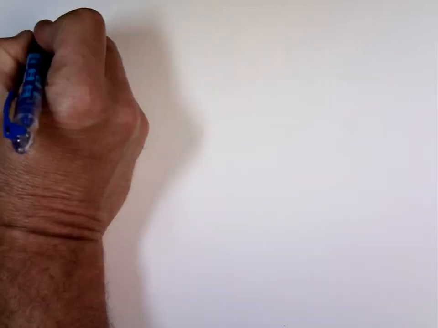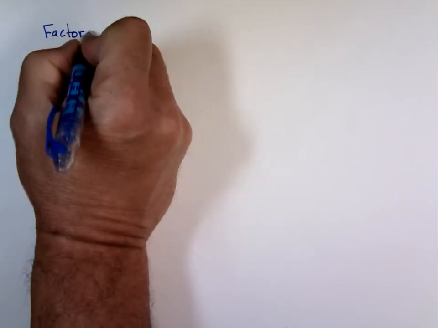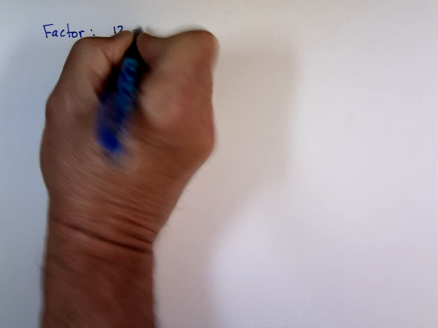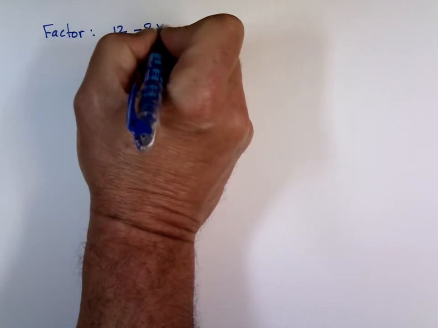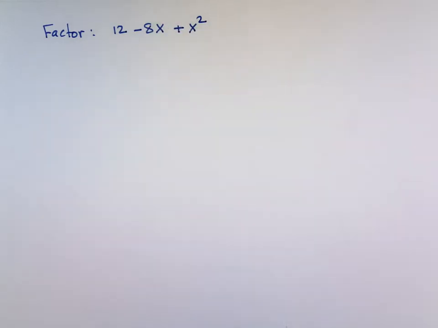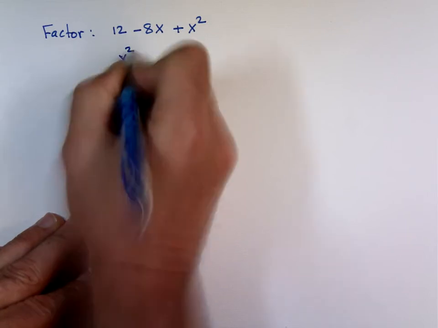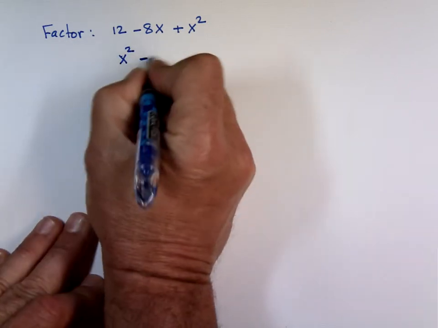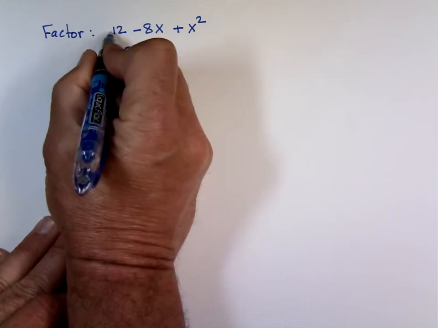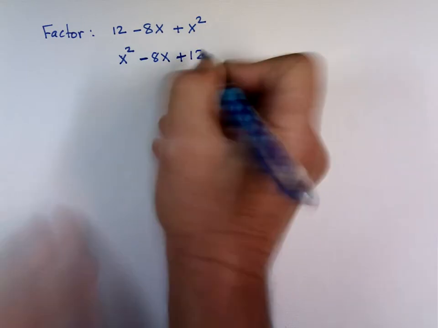Factor minus 8x plus x squared. Now when I see a problem like this, I don't like the x squared to be lost. Me personally, I like to write my expression in descending power. So I'm going to start with the x squared first. That's a positive. I don't have to put the plus. That's the negative 8x. And the sign in front of 12, we just didn't put it there, is actually a plus. So I like to write that this way.